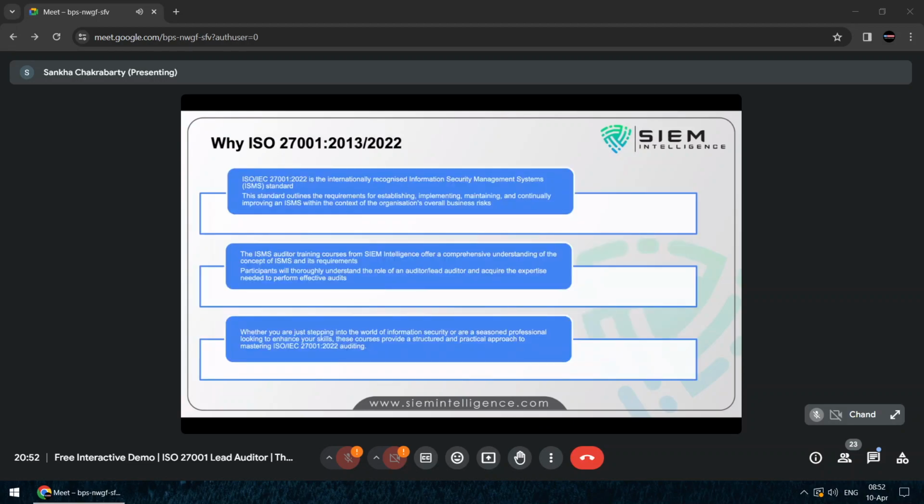Now, why ISO? Why will companies go for ISO? Let's say you are joining as a consultant, you are pitching for clients, you are bringing clients in to implement ISO. What will you say? Why do you need ISO when you are facing the client? ISO is an internationally recognized information security management system standard. It outlines the requirements for establishing, implementing, maintaining, and continually improving an ISMS, which is an information security management system, within the context of the organization.